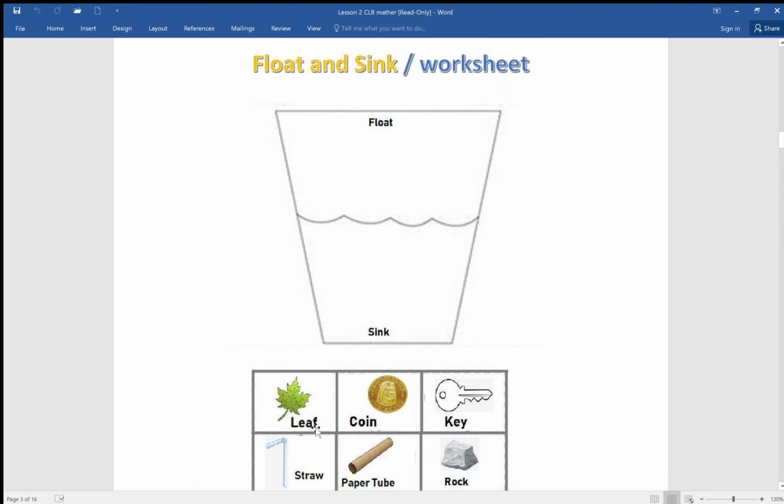This worksheet is easy, so I'll just give you guys 15 seconds to do this. You can always stop the video if you want to. Now, go.